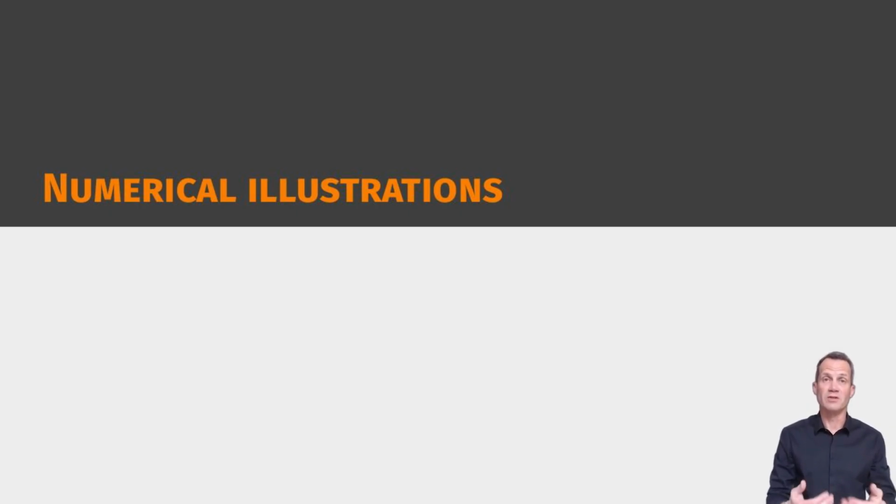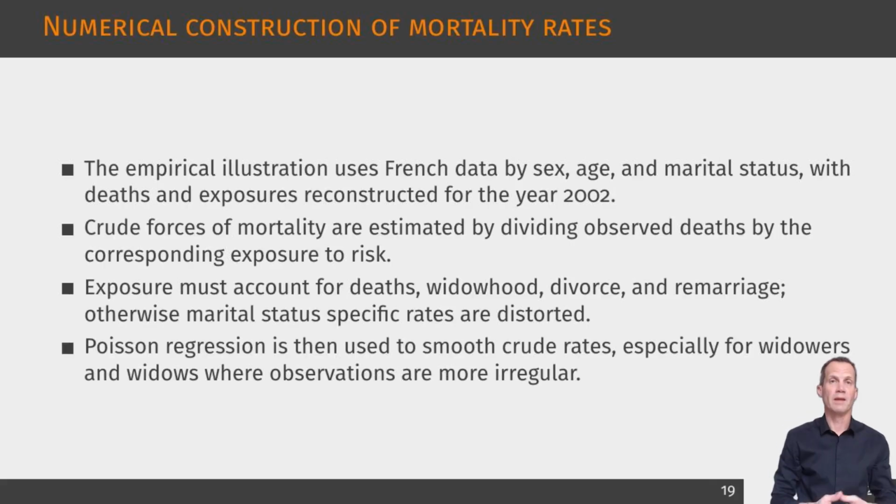The section then uses the estimated rates in a borrower insurance example, which is a practically important product for couples taking out a mortgage. The empirical part starts from French data giving populations and deaths by sex, age, and marital status. The crude estimate of each force of mortality follows the same principle as in the single life chapter. The number of deaths is divided by the exposure to risk.